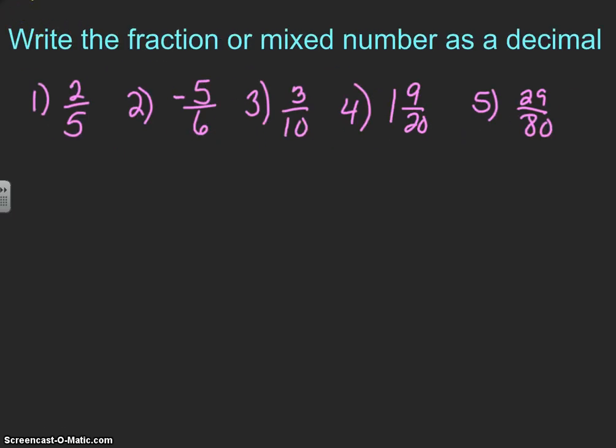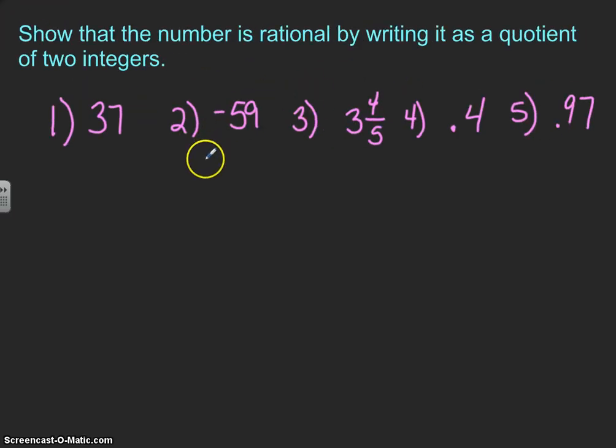Moving on. Oh, too far. Let's go back. Okay, show that the number is rational by writing it as a quotient of two integers. Okay, so how can we show that 37 is rational? By writing it as a fraction, or a quotient of two integers. So how do I write 37 as a fraction? Just put it over 1. Isn't that the same as 37? Yes, it's equal to it. So 37 is a rational number because we can write it in this form. Okay, here we have -59.